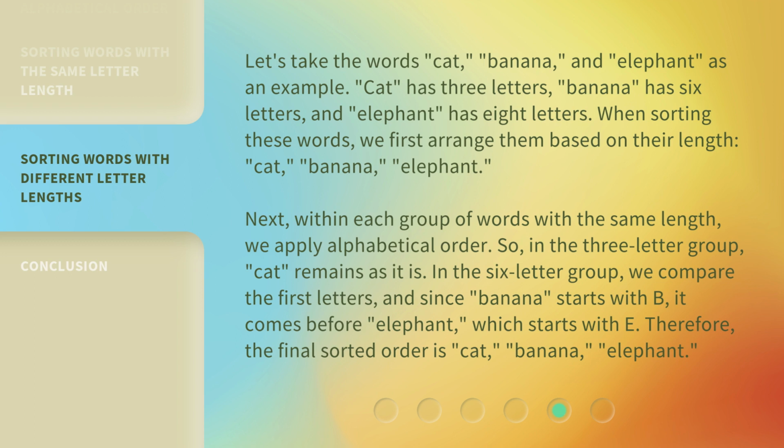So, in the 3-letter group, cat remains as it is. In the 6-letter group, we compare the first letters, and since banana starts with B, it comes before elephant, which starts with E. Therefore, the final sorted order is cat, banana, elephant.